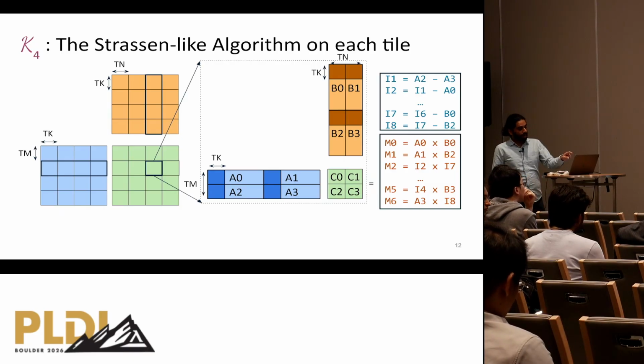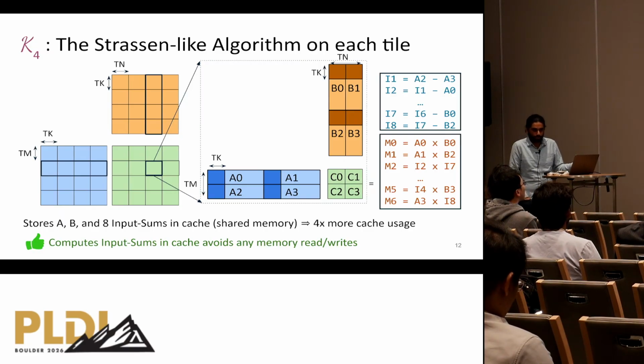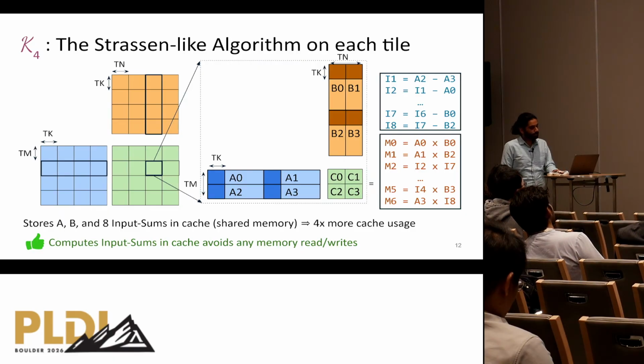Now, all of these I1 to I8 have to be stored into the cache, because they are being used through M0 to M6. But it also only loads A and B from the cache. So there are no more memory accesses here. We just don't have any other memory accesses.